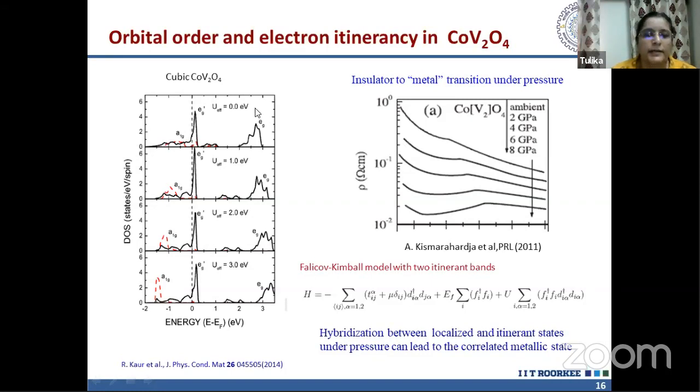So we had done earlier electronic structure calculation for this cubic phase of CoV2O4, and what we found is that these two d electrons, one is localized in the A1g orbital because this phase is cubic. There is only trigonal distortion here in this compound. So the splitting is A1g and Eg prime. So one electron is localized in the A1g orbital, and another one is delocalized over this Eg prime, I mean doubly degenerate Eg prime orbitals.